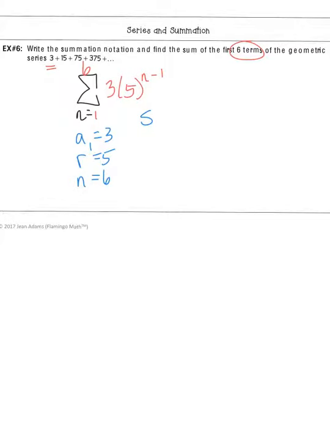So S sub 6, or N, well, we kind of already knew that, so our N is 6. Our S sub 6 is equal to 3 times 1 minus 5 raised to the 6th divided by 1 minus 5. All right. Let's find that one. So we've got 1 minus 5 to the 6th. That gives you negative 15,624. Divide that by negative 4. 3,906, and times 3 is 11,718.